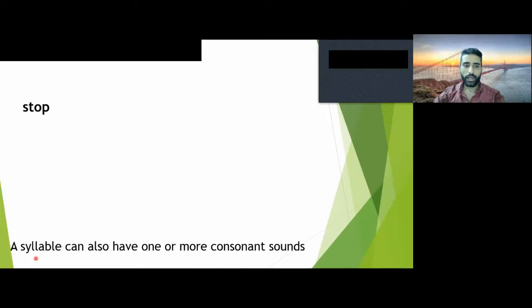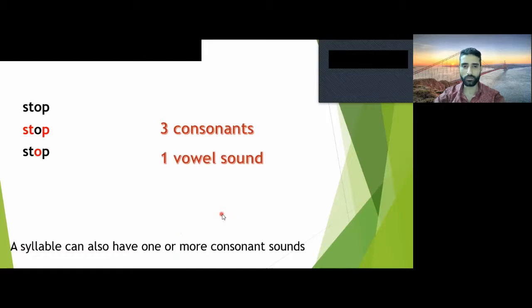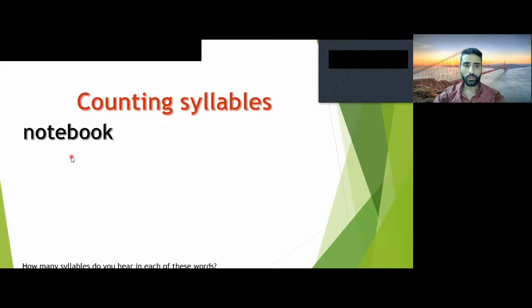Okay. A syllable can also have one or more consonant sounds, like stop. Stop has three consonant sounds, but it has one vowel sound. So stop is one syllable. Okay. Now let's count the syllables. I'll give you some words and tell me how many syllables you hear in each word.